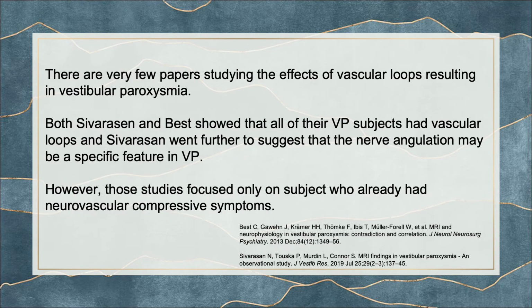There are very few papers studying the effects of vascular loops resulting in vestibular paroxysmia. Both Sivarasan and Best showed that all of their vestibular paroxysmia subjects had vascular loops, and Sivarasan went further to suggest that the nerve angulation may be the specific feature in vestibular paroxysmia. However, those studies focused only on subjects who already had neurovascular compressive symptoms.